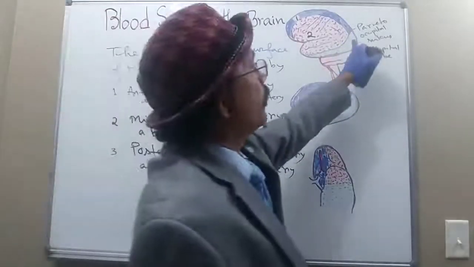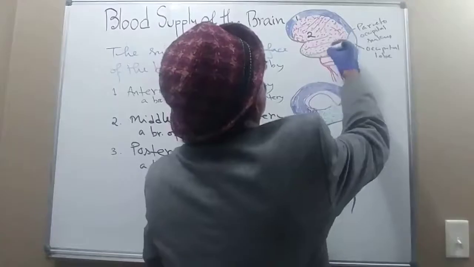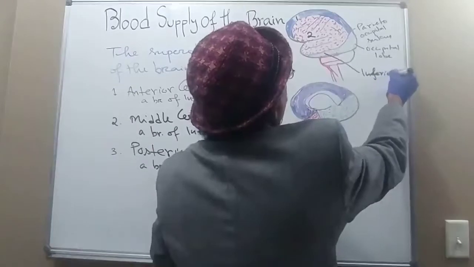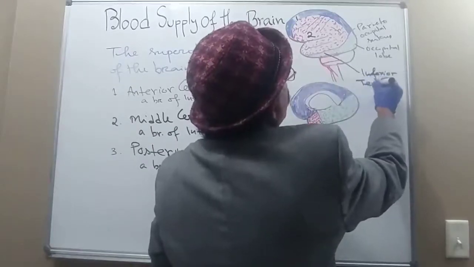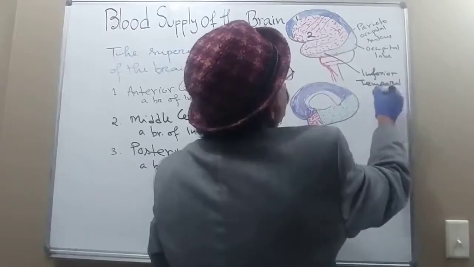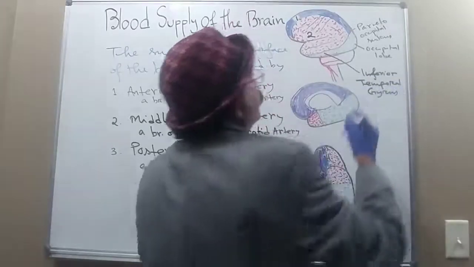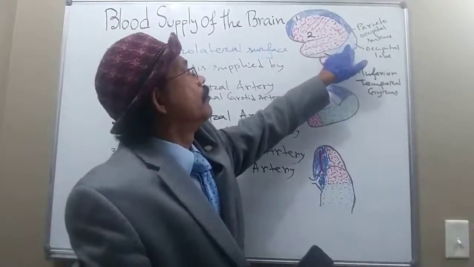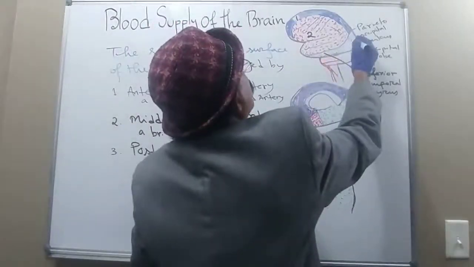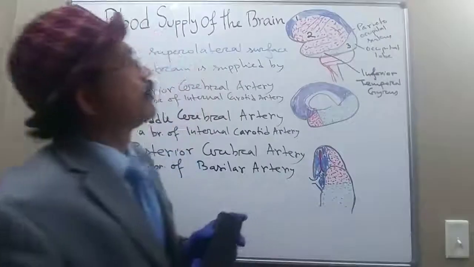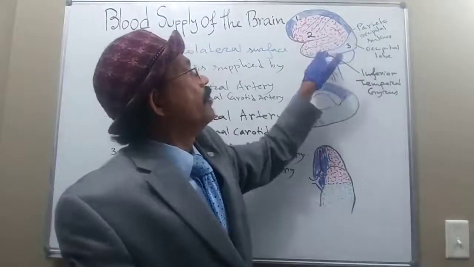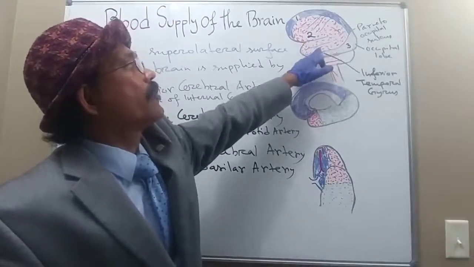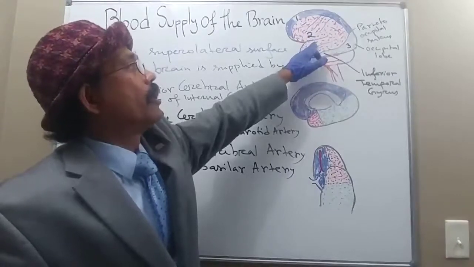This part is the occipital lobe, and this part is the inferior temporal gyrus. The inferior temporal gyrus is supplied by the posterior cerebral artery. So if we put the number here, that is 3, the posterior cerebral artery. It supplies the occipital lobe plus the inferior temporal gyrus. But the superior temporal gyrus and middle temporal gyrus are supplied by the middle cerebral artery.